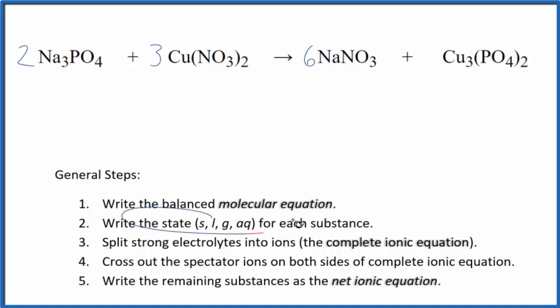Next, we write the state for each substance. Sodium compounds are very soluble, so we write (aq), aqueous, dissolves in water. Nitrates as well, very soluble, so sodium nitrate is going to be aqueous. But this copper(II) phosphate, we should probably look that up.